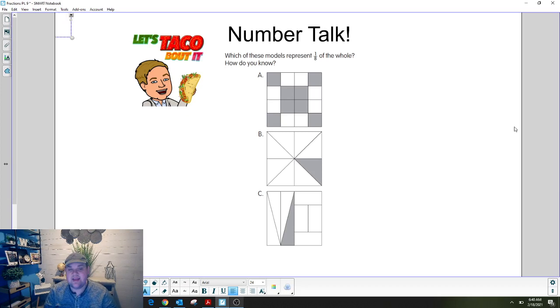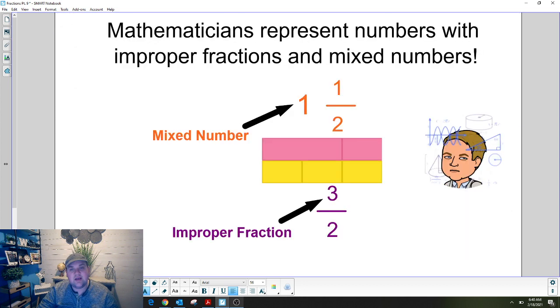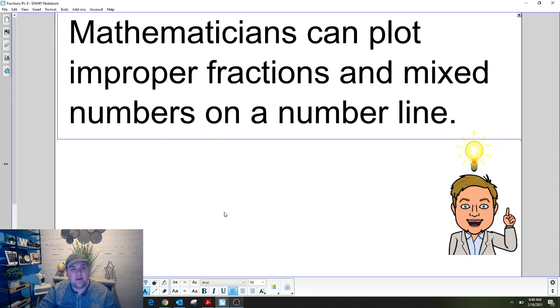Today in mini lesson, we're going to continue with what you already started in number talk, talking about fractions. As we get started, we are going to be looking at how fractions can also be represented on number lines, and improper fractions and mixed numbers can be represented as well using a number line. We're going to talk about how we can plot those improper fractions and mixed numbers today.